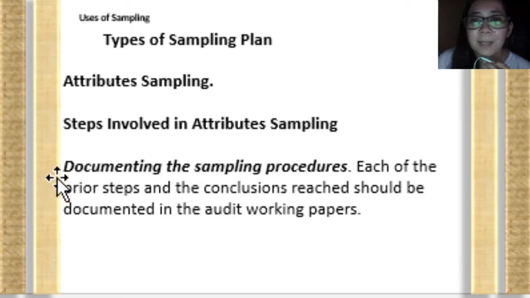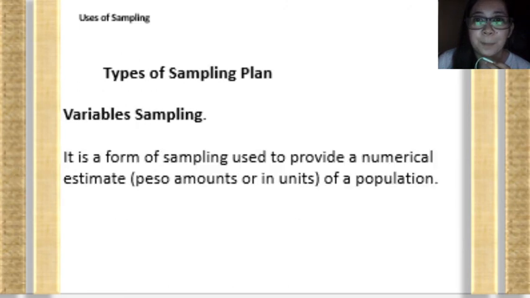Next step is the auditor should document the sampling procedures that he performed. Each of the prior steps and the conclusions that the auditor reached should be documented in his working paper for reference and also to support his opinion later on.